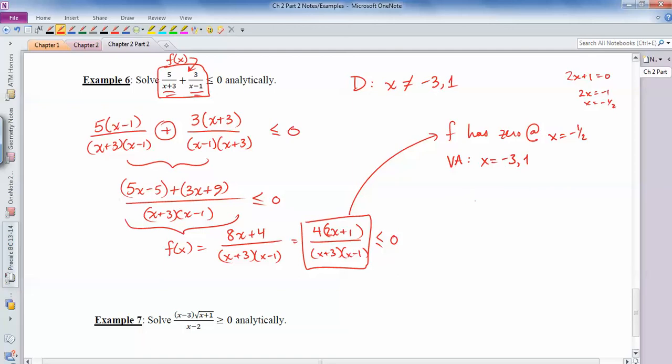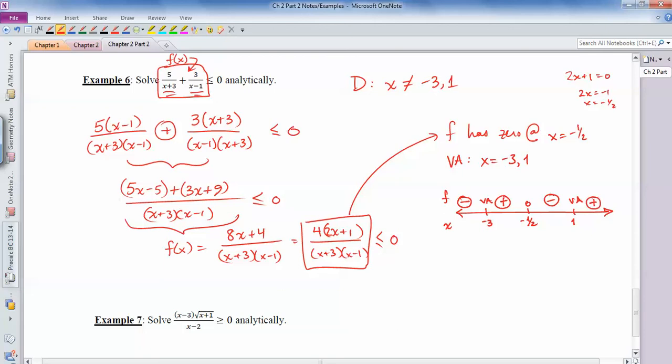So when we make our sign chart for f, I'm going to put my vertical asymptotes, negative 3 and 1. And I'm going to put my 0 at negative a half. And if you do a sign chart for this, I'll just tell you what it's going to be. You can plug in test values, but you get negative here, you get positive, you get negative, and you get positive again.